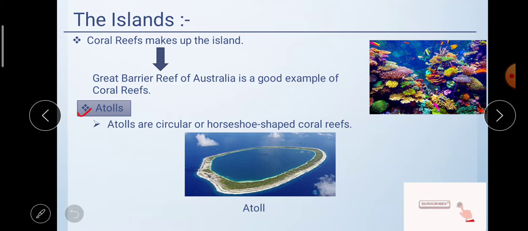Now, what are atolls? Atolls are circular or horseshoe shaped coral reefs. Means when coral reefs grow, they take a circular or horseshoe structure or shape. So they are known as atolls, like this in the picture. It is circular, or we can say horseshoe shaped, so it is an atoll.